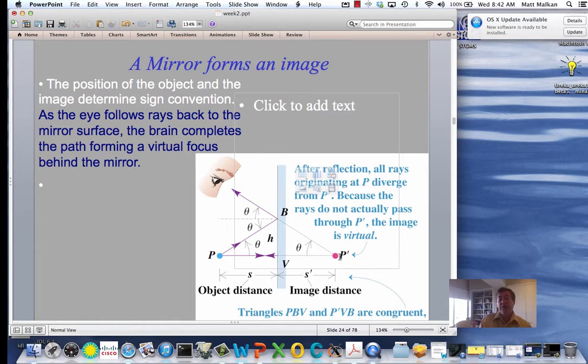So just take a simple case. Suppose you're 1 meter in front of a mirror. Suppose this object is 1 meter in front of a mirror. It will form an image 1 meter behind the mirror.